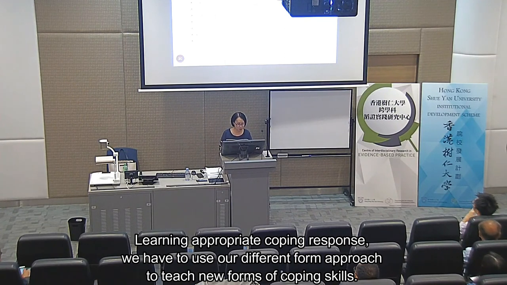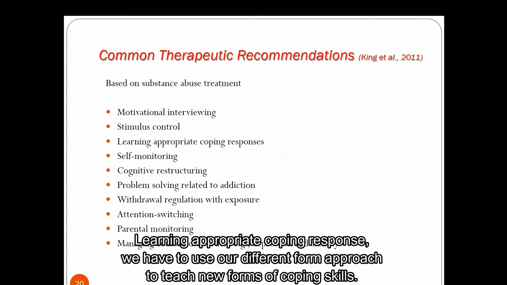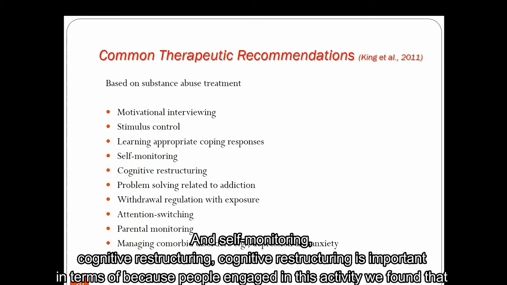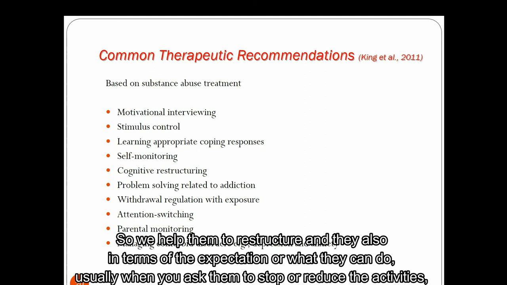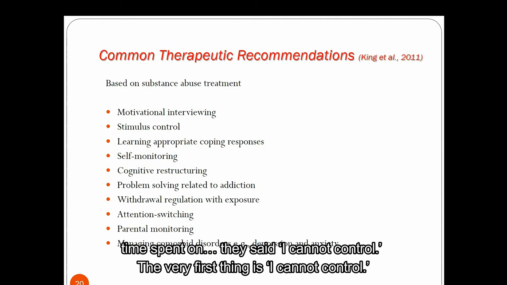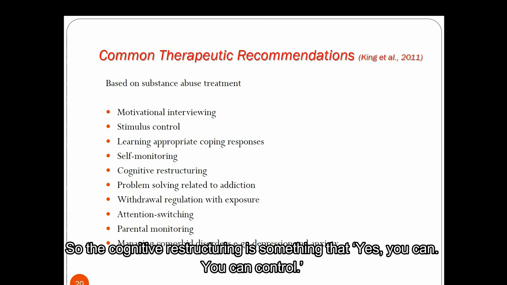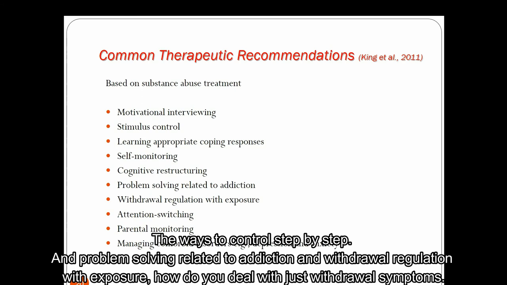Learning appropriate coping responses. We have to use different forms of approaches to teach new forms of coping skills, and self-monitoring. Cognitive restructuring is important because people engage in these activities, we found that they tend to maximize the positive consequences and minimize the negative consequences. So we help them to restructure, also in terms of the expectation of what they can do. Usually when you ask them to stop or reduce the time spent on the activities, the very first thing they say is, I cannot control. So the cognitive restructuring is something that says, yes, you can control. The ways to control, step by step, okay?